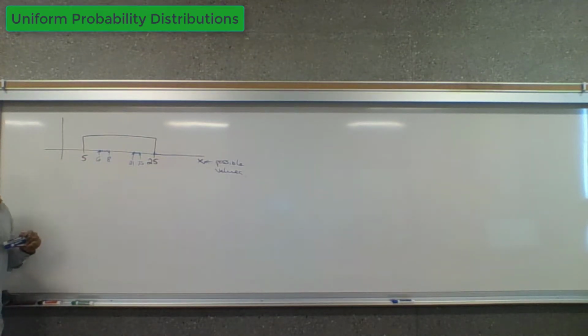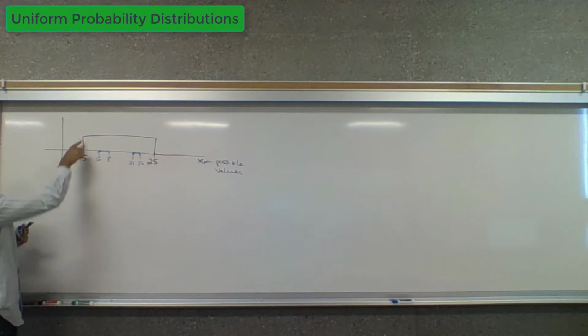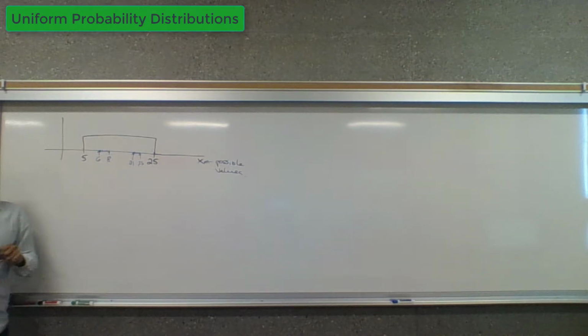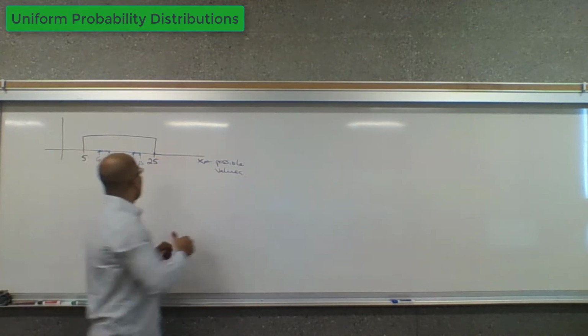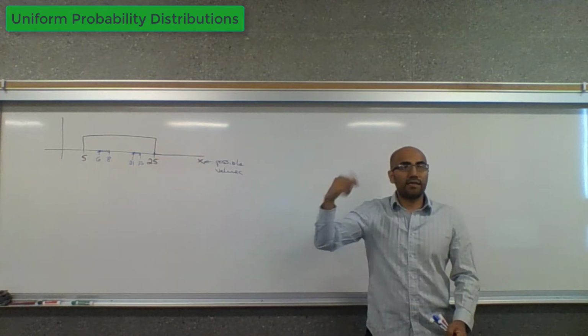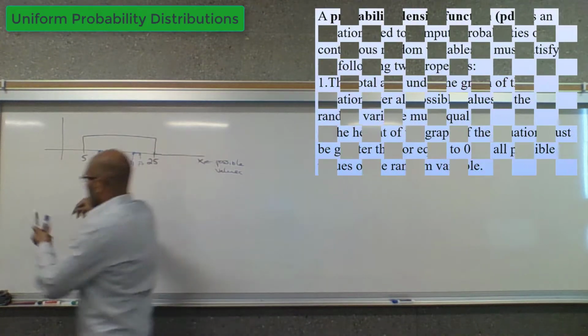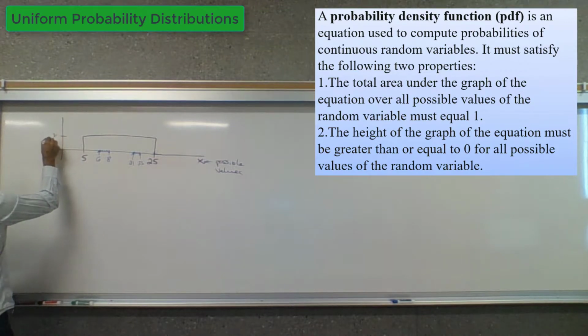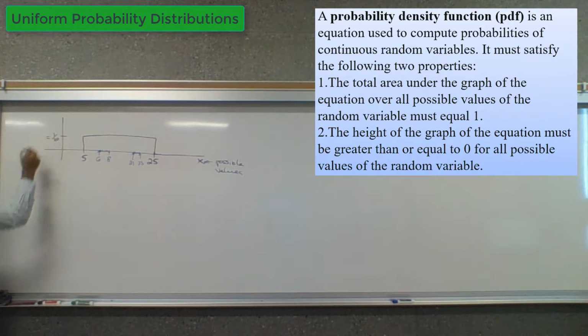In uniform distributions, it's always going to be a big rectangle, and we have to make sure that we make the height of the rectangle a value that makes the whole area equal to 1. So I've got to make this equal to 1 over 20, which as a decimal is 0.05.